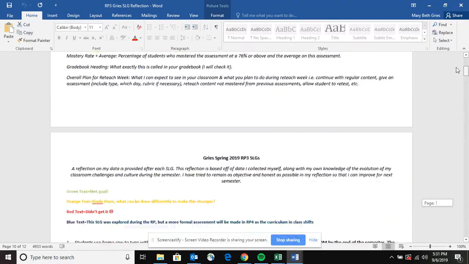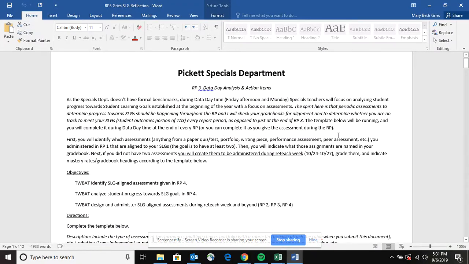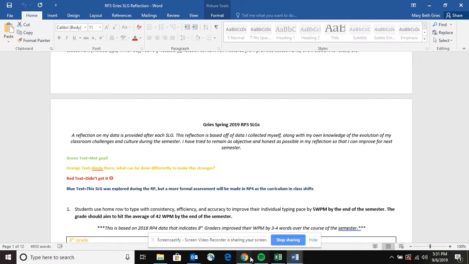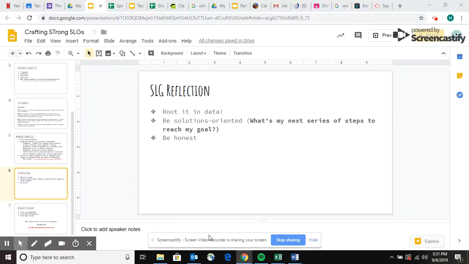It also makes your life easier because essentially you don't have to come up with justification for whether or not your kids are hitting or not hitting the mark. So this is also attached for you to see. Oh, and again, when you're reflecting, be solutions oriented. Badger is going to ask you, what are you going to do next? What are your next steps? Root those next steps in data.